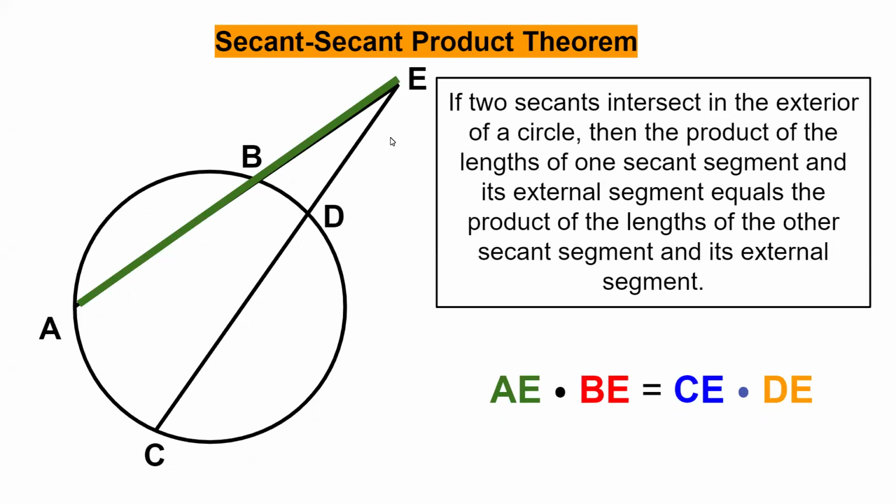Now we use its external piece, which is from the outside of the circle all the way to where it intersects the other secant, which is BE. And the same idea: it should be equal to the same product of the entire other secant multiplied by its external segment, or its external piece. So we have those 2 products made equal to each other. Copy this down if you don't have it yet.